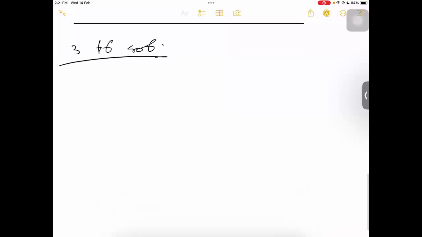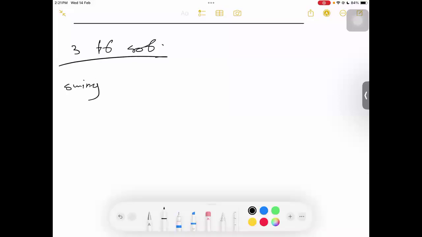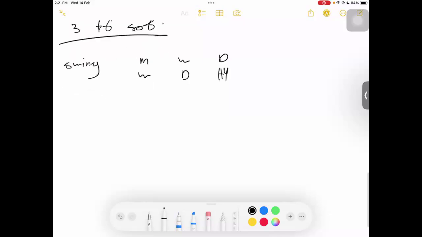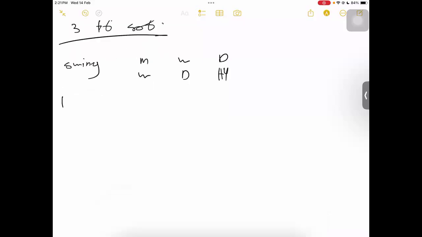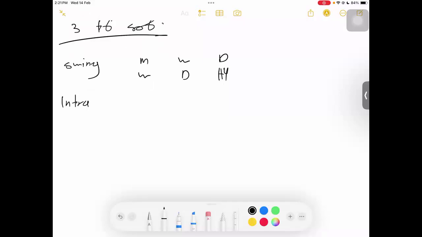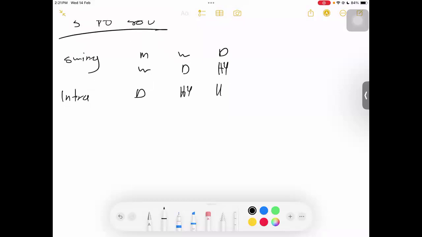For swing, we will use monthly, weekly, daily. So this is your swing trading. Yes. Intraday. So swing trading is a few days to a week, right? Yes. Okay. Daily, H4, H1.